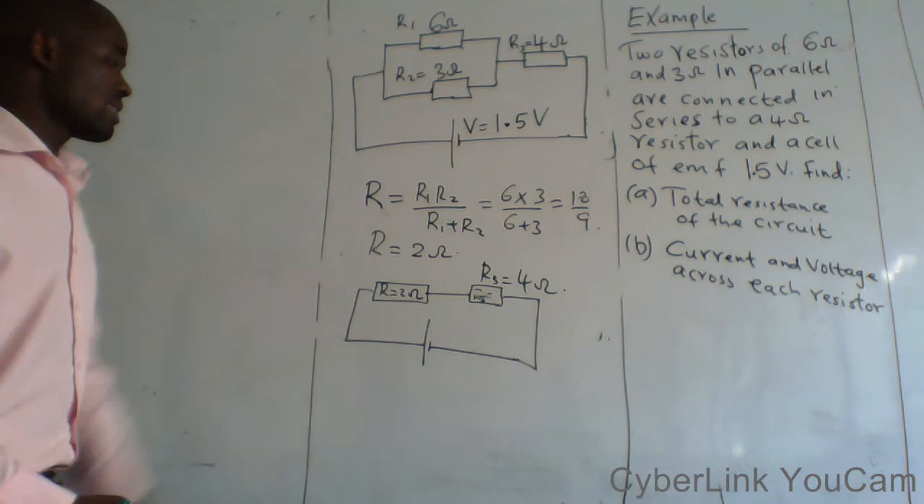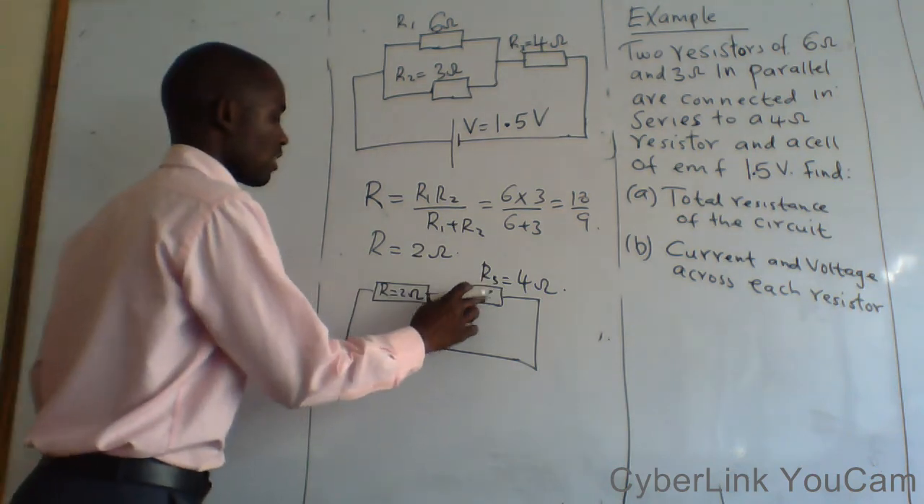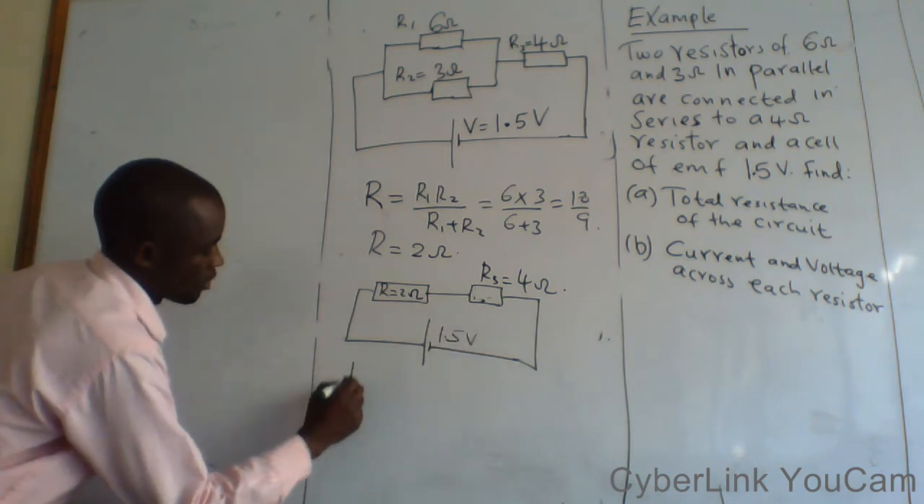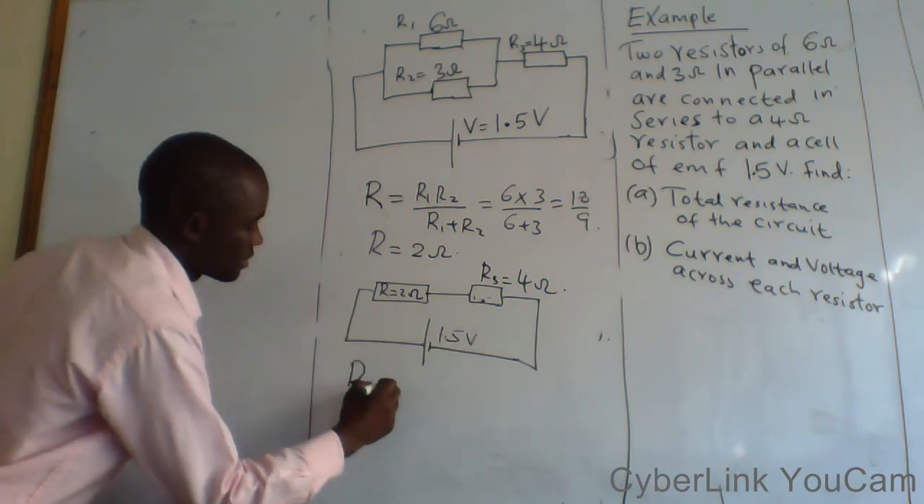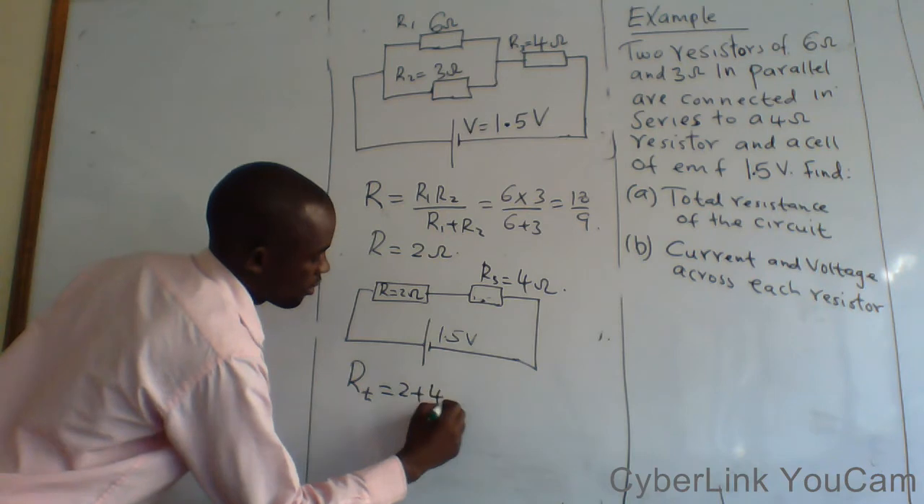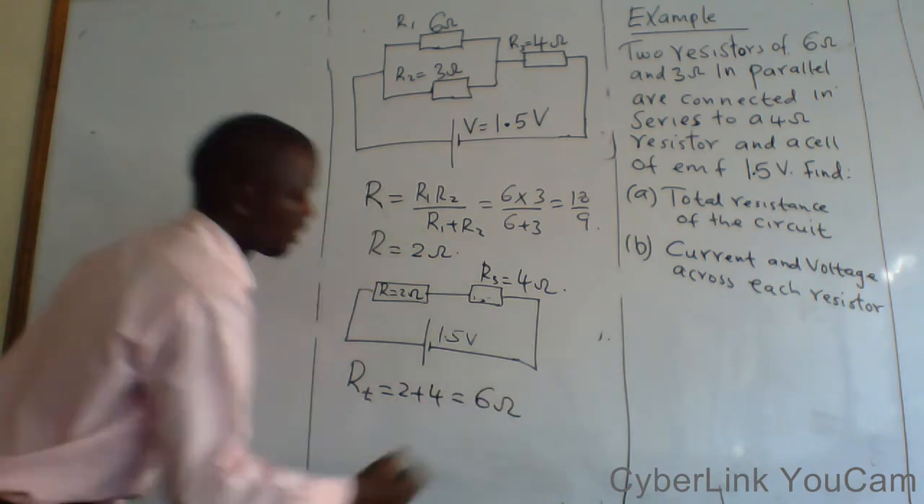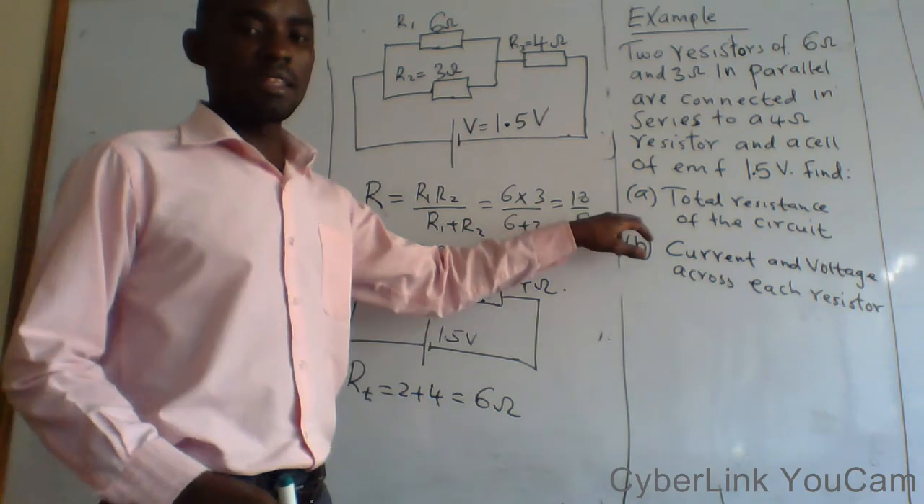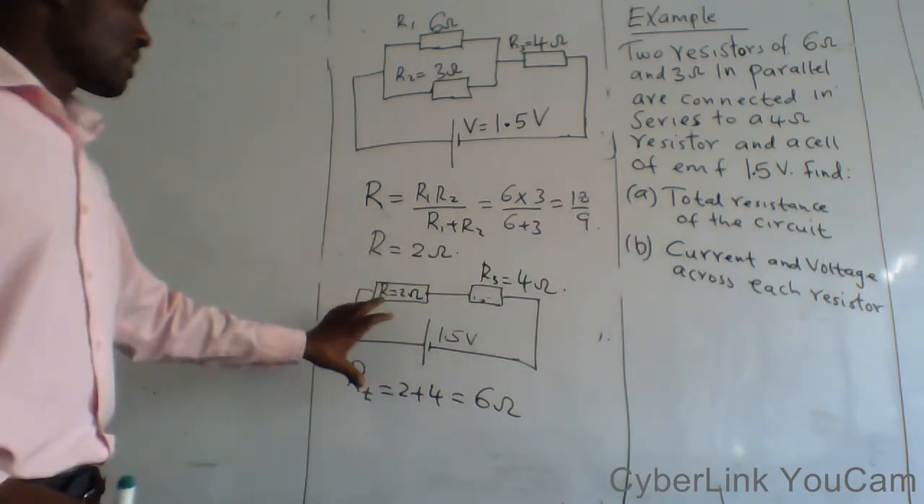We know when two resistors are connected in series, we sum. So the total resistance RT will be equal to 2 plus 4, which is equal to 6 ohms. So we have now gotten the total resistance in the circuit. We have answered the first question, the total resistance in the circuit.